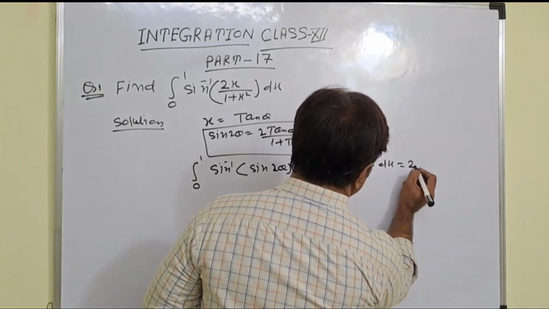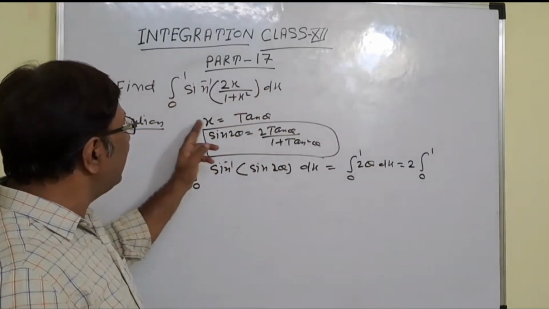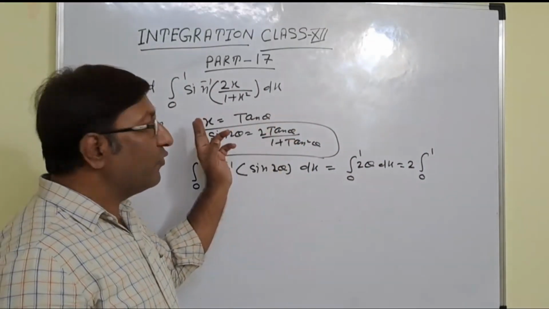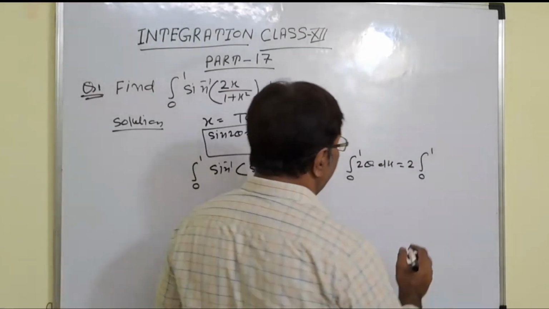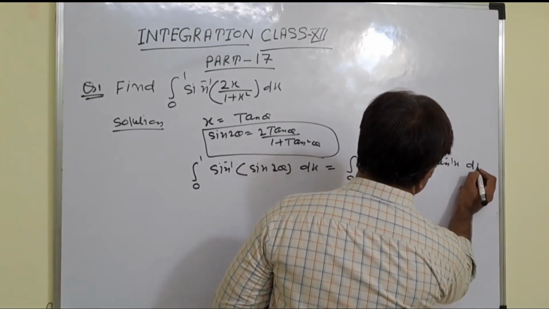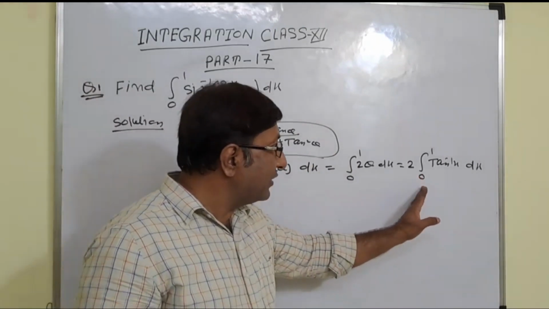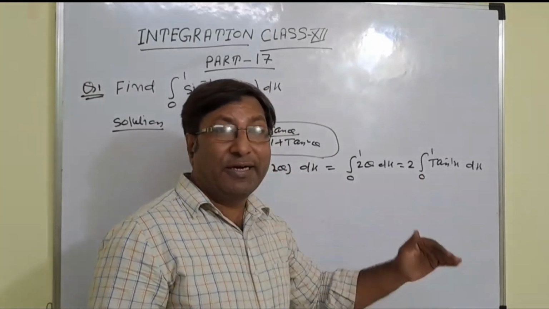You know 2 is constant and this is 0 to 1. Now you know x is tan theta. So theta will be what? Tan inverse x. So we will write 0 to 1 and here tan inverse x dx, right? Now we have to find the integration of 0 to 1 tan inverse x.